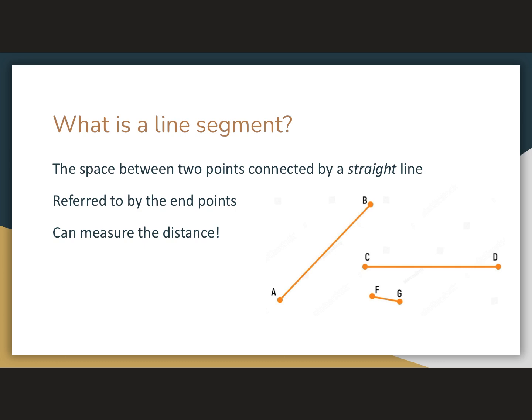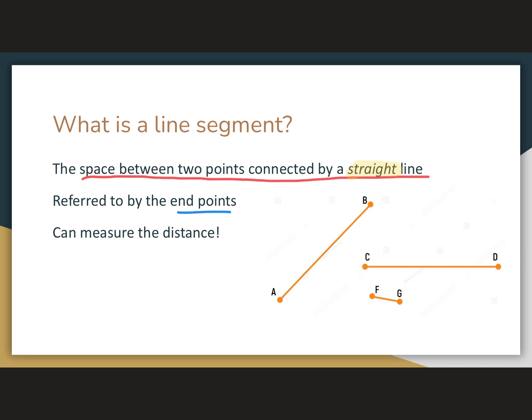Next we have a line segment. A line segment is just the space between 2 points connected by a straight line. Now I say straight line here, but let me explain that in math, all lines are straight. Saying line means it's straight. So all points connected by a straight line. We refer to them by the endpoints.